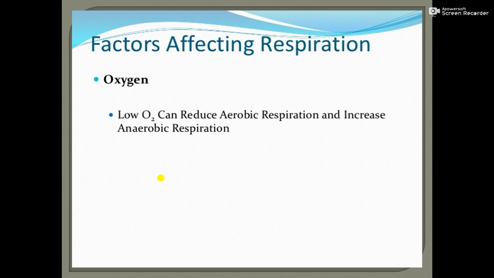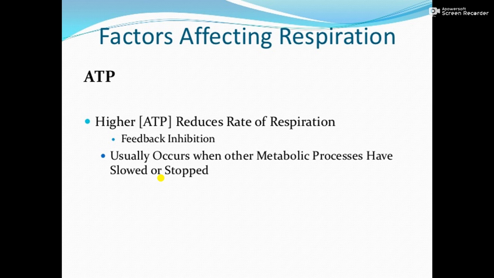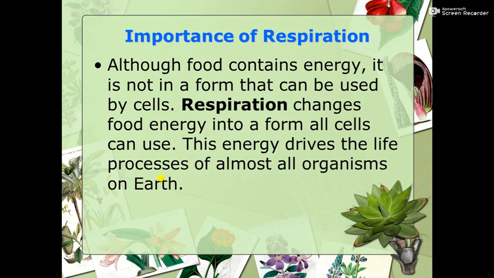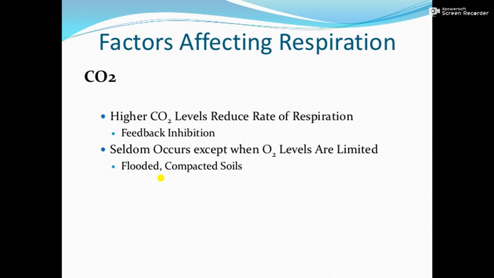Oxygen. Low oxygen can reduce aerobic respiration and increase anaerobic respiration. ATP. Higher ATP reduces the rate of respiration. This is called feedback inhibition, and it usually occurs when other metabolic processes have slowed or stopped. Now, carbon dioxide. Higher carbon dioxide levels reduce the rate of respiration. This seldom occurs except when oxygen levels are limited, as in flooded or compacted soils.